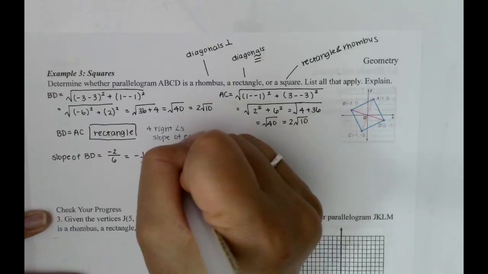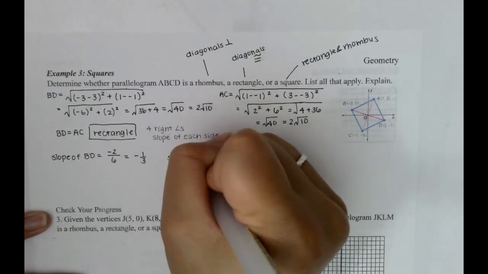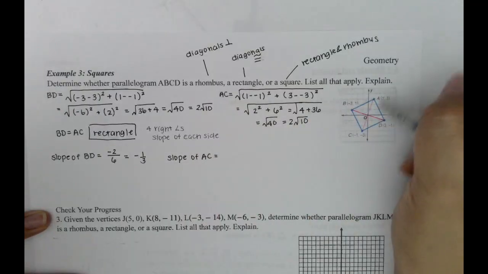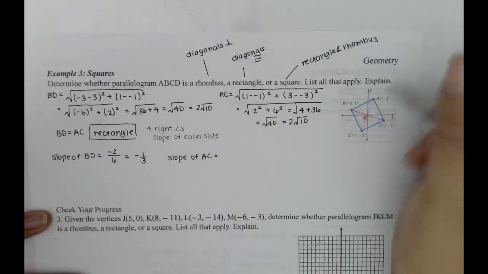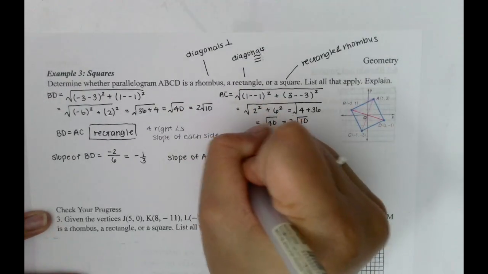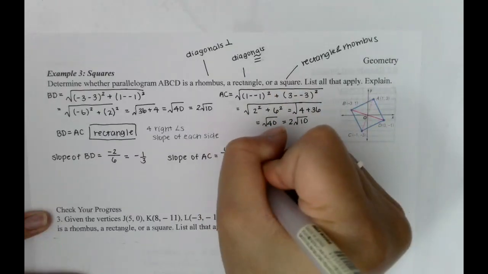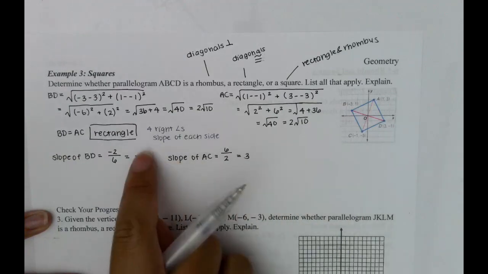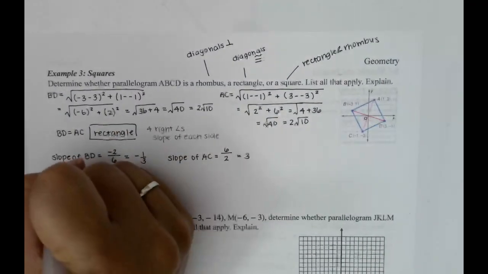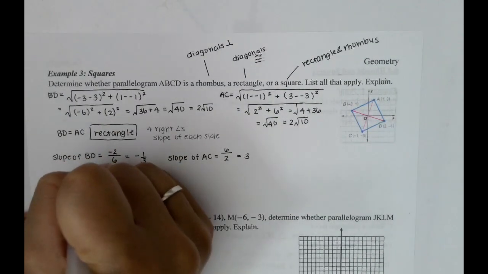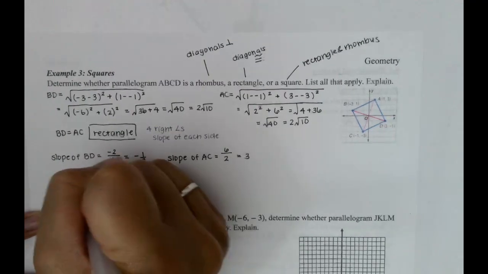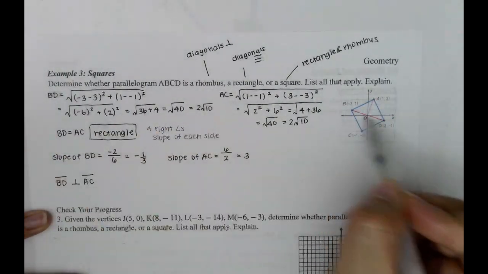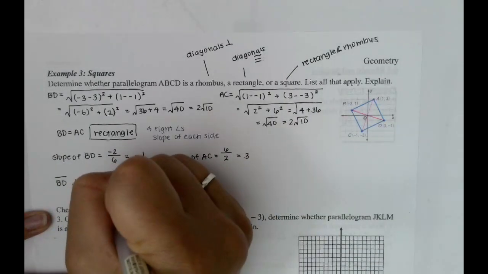Then I'm going to do the slope of AC. A to C, I'm going up 6 and right 2. So up 6 is positive 6, right 2 is positive 2, 6 over 2 is 3. So these are opposite or negative reciprocals. As a result, BD is perpendicular to AC. And since the diagonals are perpendicular, this is a rhombus.